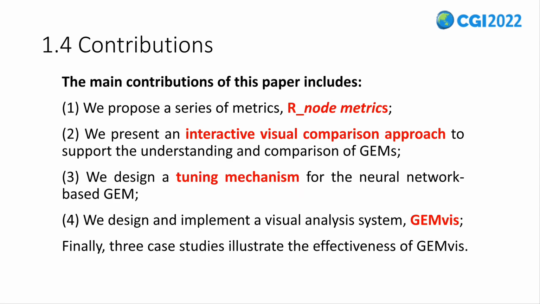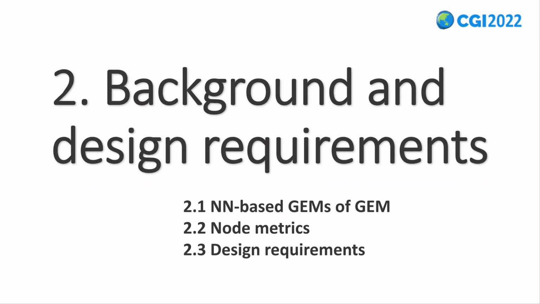In this paper, we present a visual analysis system called GEMvis, and the main contributions include a series of metrics, R-known metrics, an interactive visual compression approach to support the understanding and the compression of graph embedding models, a tuning mechanism for the neural network-based graph embedding model, and the visual analysis system GEMvis. Finally, 3 case studies are given to illustrate the effectiveness of GEMvis. Then, the background of our work and design requirements will be presented at length.